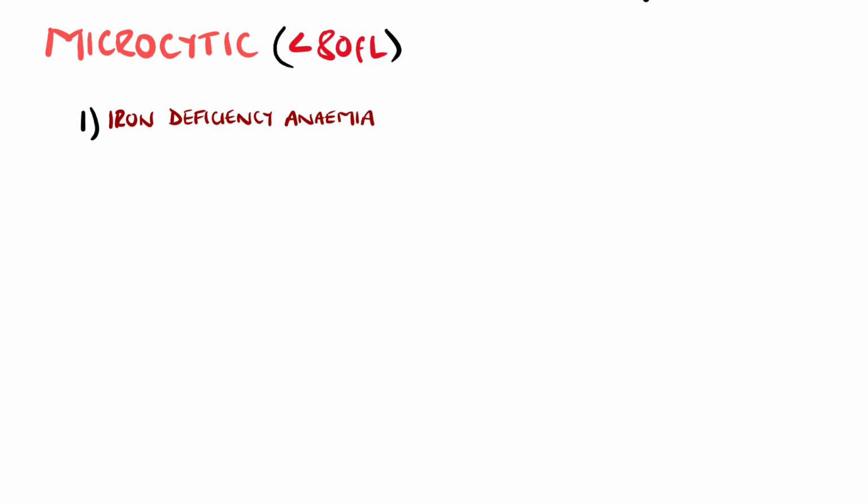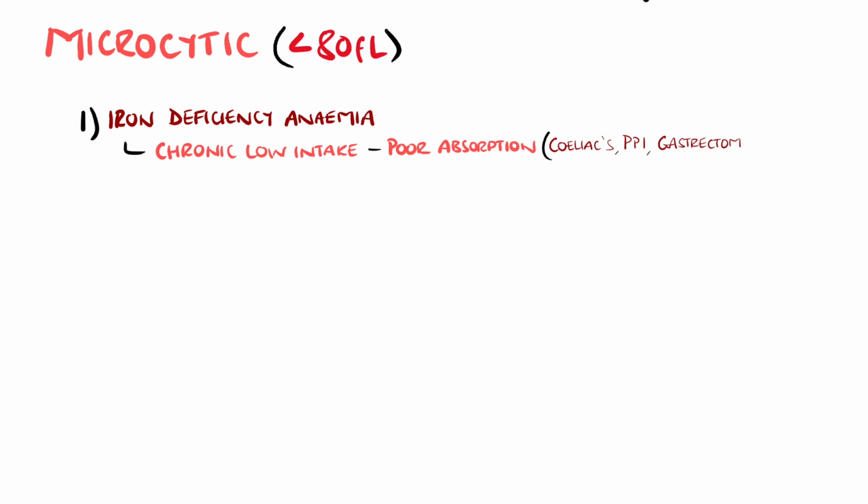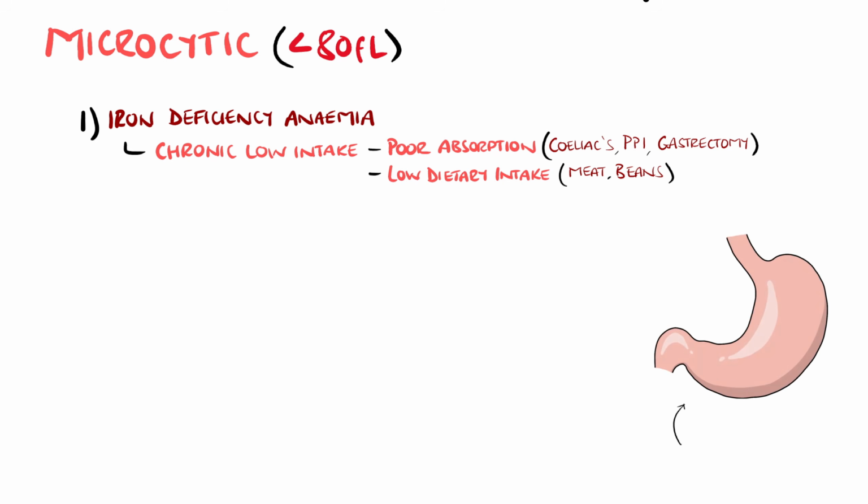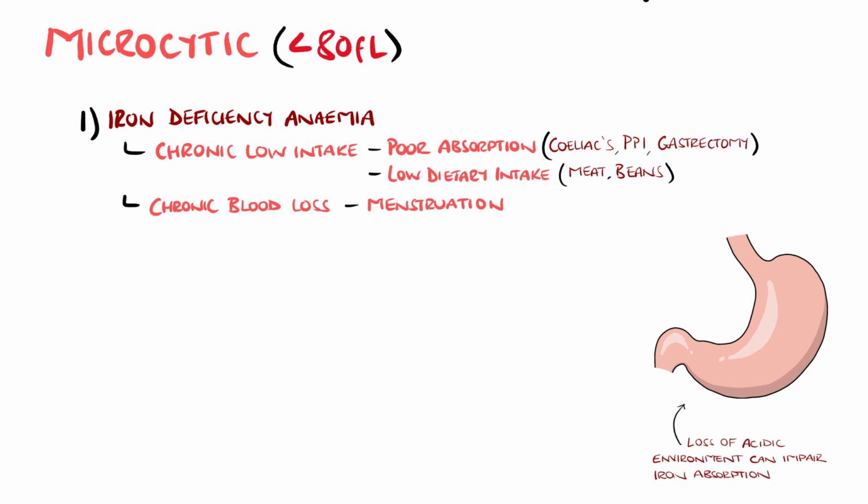This is caused either by a chronic low intake or absorption of iron, which can include poor dietary intake of foods like beans or meat, or poor absorption due to conditions such as celiac disease, or even in those who have had a gastrectomy or are using proton pump inhibitors, as these reduce gastric acid secretion and an acidic environment favours absorption of iron. The other major cause of iron deficiency is chronic blood loss, for example, with menstruation being a common cause in younger females, and certain cancers such as colorectal cancer, or even through a peptic ulcer, generally in older people.